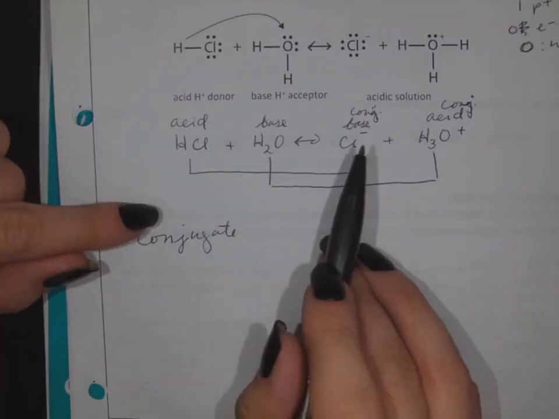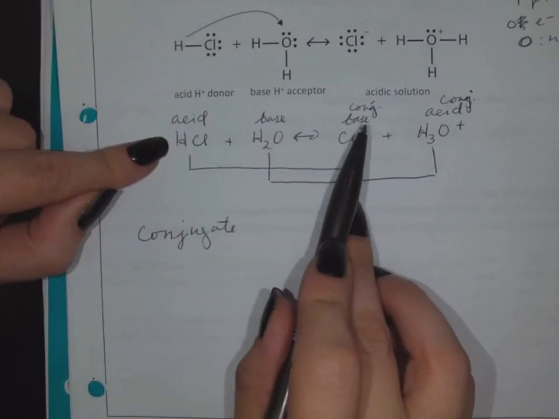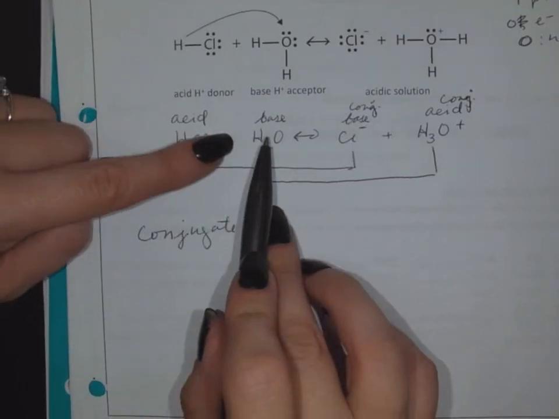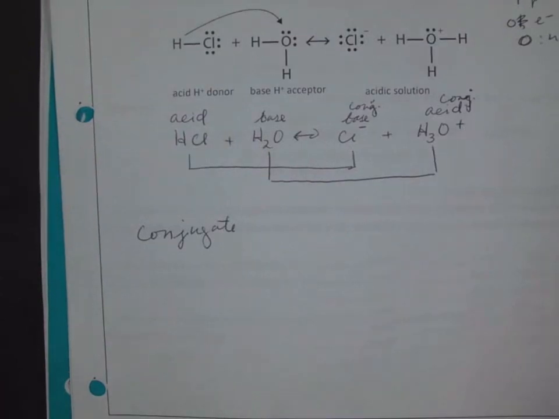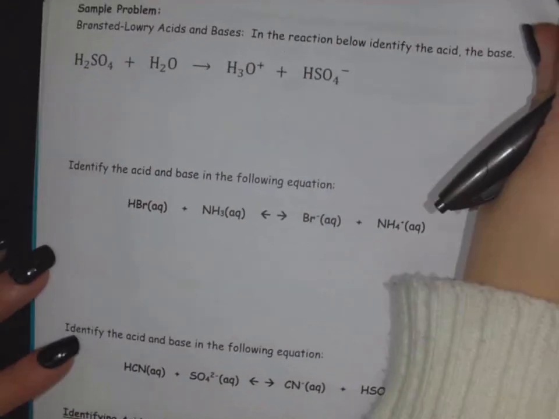But what's cool is it's always connected to the opposite. So if this is the acid, then what it turns into is a conjugate base. And if this is the base, then what it turns into is a conjugate acid. Okay, we're going to do one more of these together.